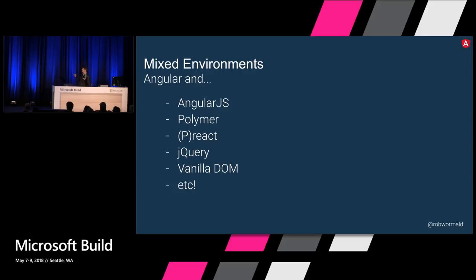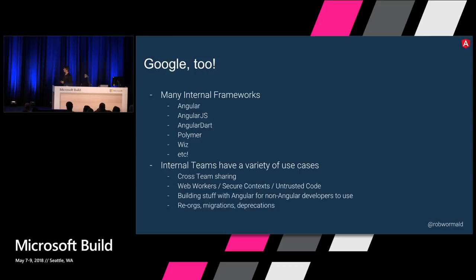And so we talk to a lot of teams who are doing this, right? They have a lot of different technologies, and they want to stop rewriting the same date picker every time they change frameworks. And we have this problem at Google, right? Google has half a dozen internal frameworks.